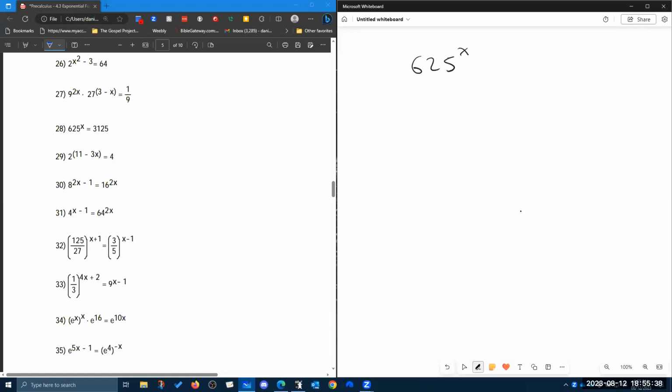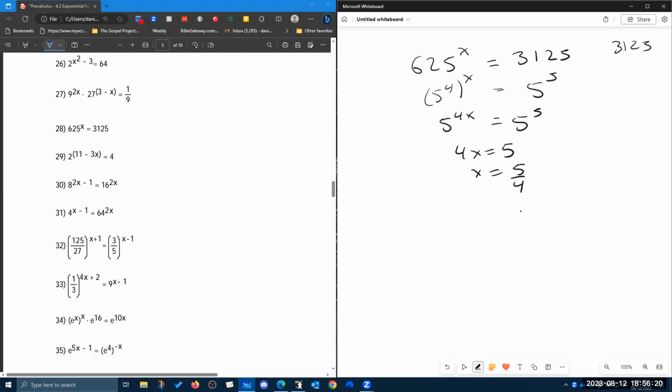$625 raised to the x is equal to 3125. I can't see anything with 3125 off the top of my head, so I'm going to factor. I know that this is 5 to the 4th, so I'm going to assume that this is 5 to some power. Oh, that's going to be 5 to the 5th. I see that now, just because it's 5 times more than this. So this is 5 to the 4x is equal to 5 to the 5th. 4x is equal to 5, and x is equal to 5 over 4.